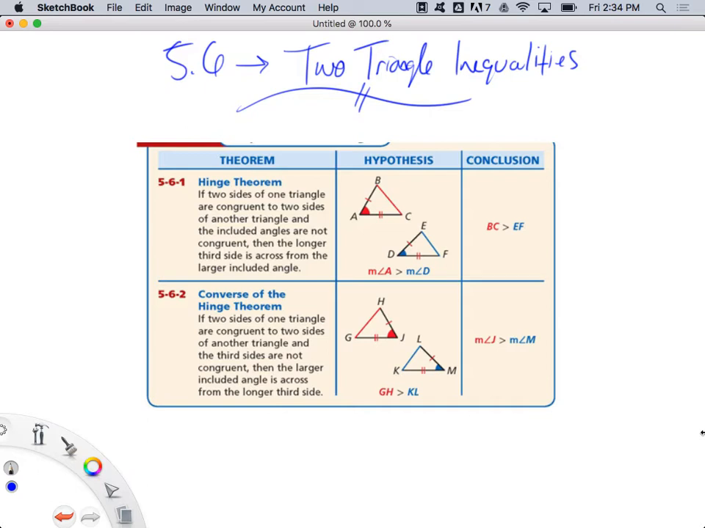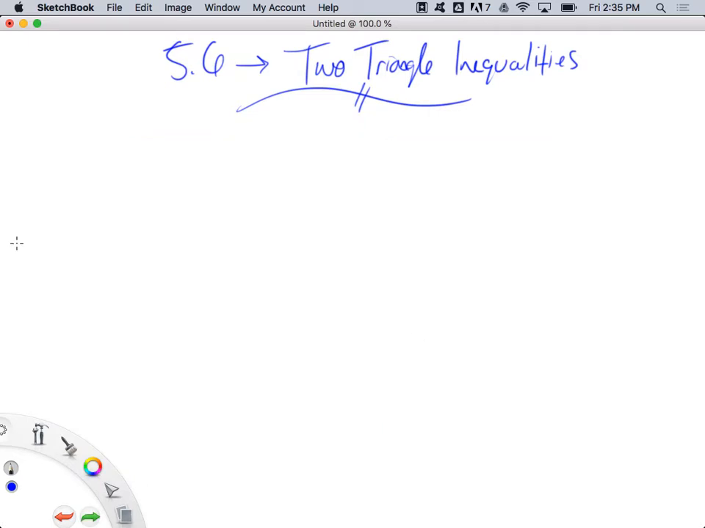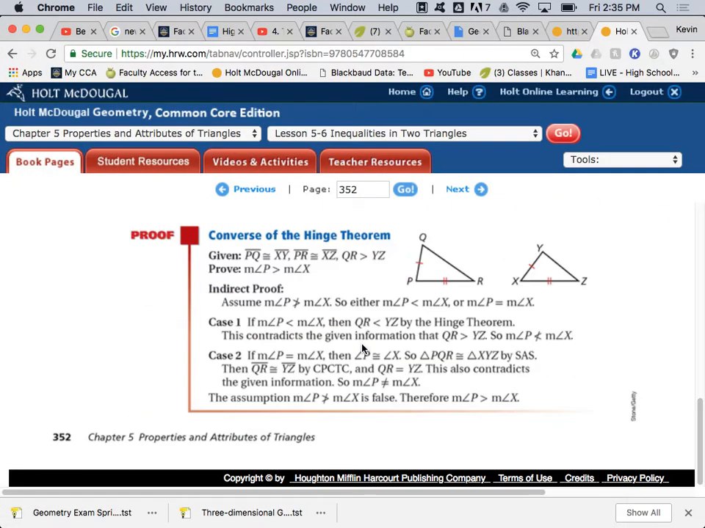Does that make sense to you guys? As the angle grows, the side grows. Okay, so these two sides are congruent. If that angle increases, then that side increases. Okay, they're related like that. Okay, so what's an example of a possible problem?